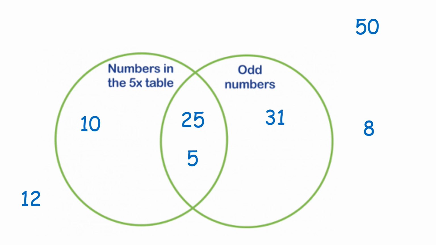The last number is the number 50. Where do you think the number 50 will belong? The number 50 belongs in this category. It belongs in the numbers in the 5 times table because 50 is part of the 5 times table, but it is not an odd number.